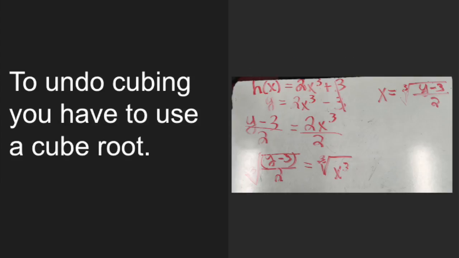Today I will be showing you how to undo cubing by using the cube root. There is an example on the side, and it says h of x equals 2x cubed plus 3. I changed the equation to y equals 2x cubed plus 3. Then I got rid of the 3 by subtracting 3, which left me with y minus 3 equals 2x cubed.